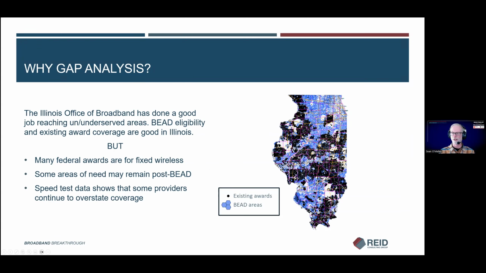Number one, a lot of those federal awards, some of these blacked out areas, are for fixed wireless. Sometimes that's an okay solution, but it's probably not a great solution for 30 years down the road. And there are some small areas that are going to end up still needing help after BEAD just because of the way the NTIA maps were handled. Speed test data backs this up. It shows that there are areas of need that are not inside areas that will receive funding, or places where the coverage has been overstated. So we wanted to be able to quantify that for you all.